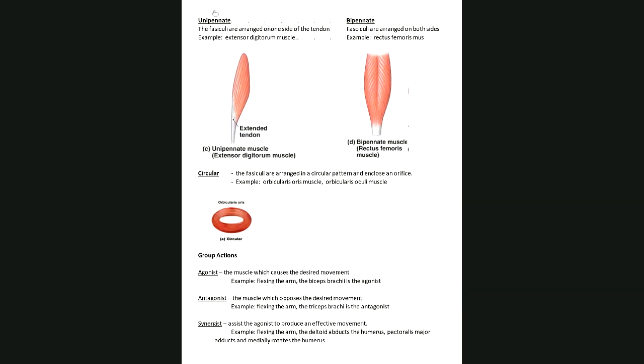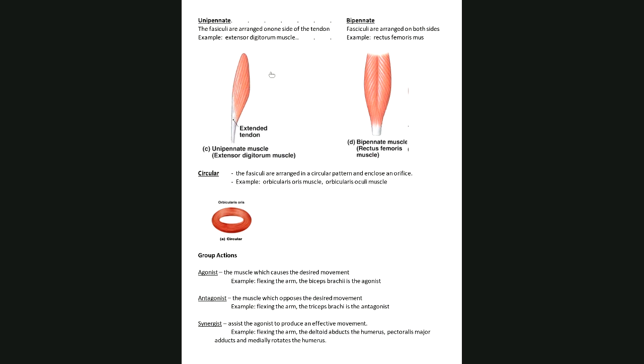One called unipinnate. It's a half feather. You see it has a long tendon here, and the fasciculi are arranged at an oblique angle. So they look like a half of a feather here. Example is extensor digitorum muscle. You'll see these when you get to the muscles and look at the muscles themselves. You can look at the fiber direction here.